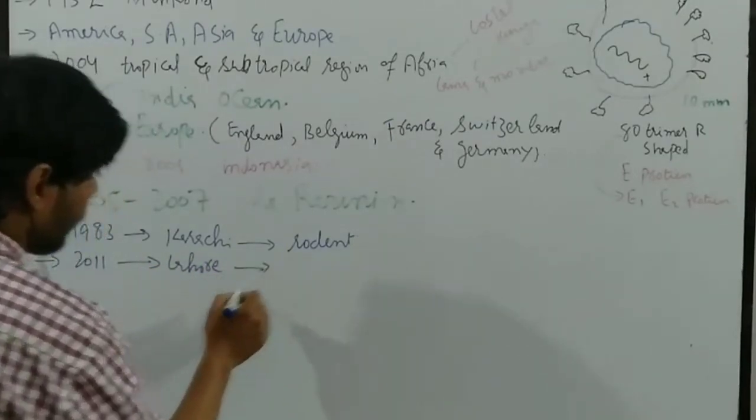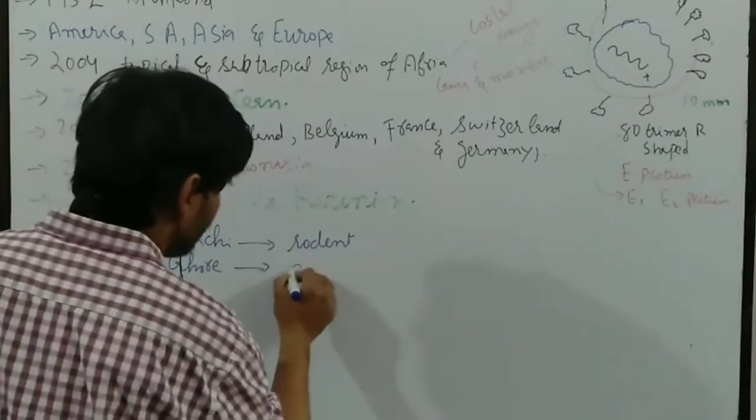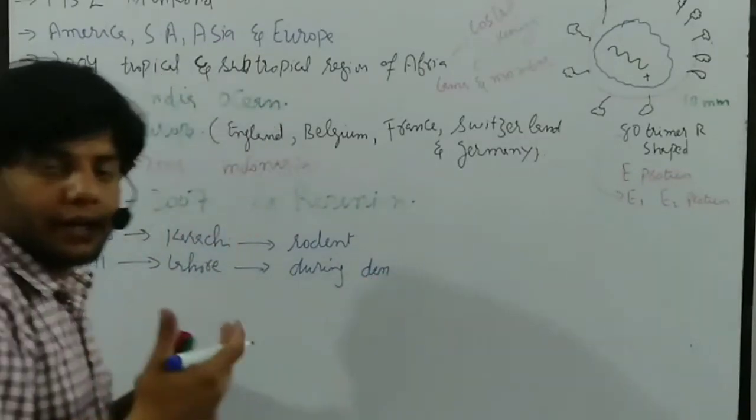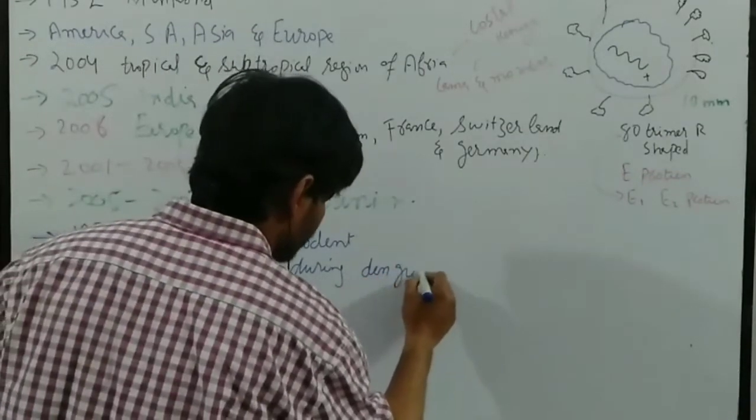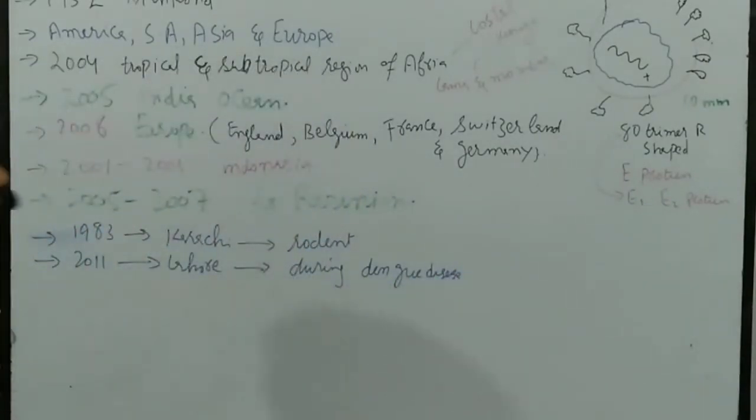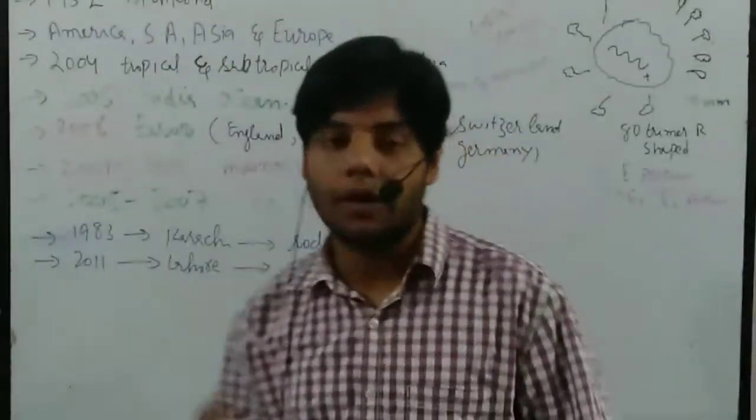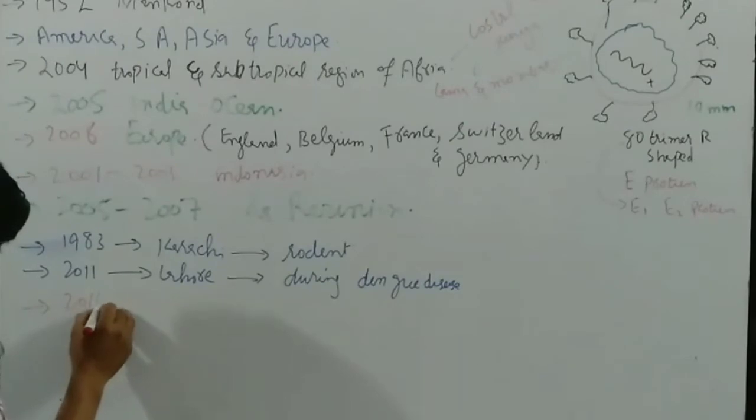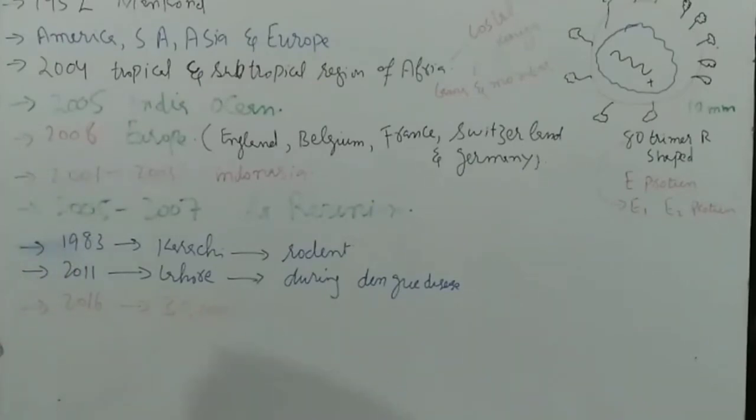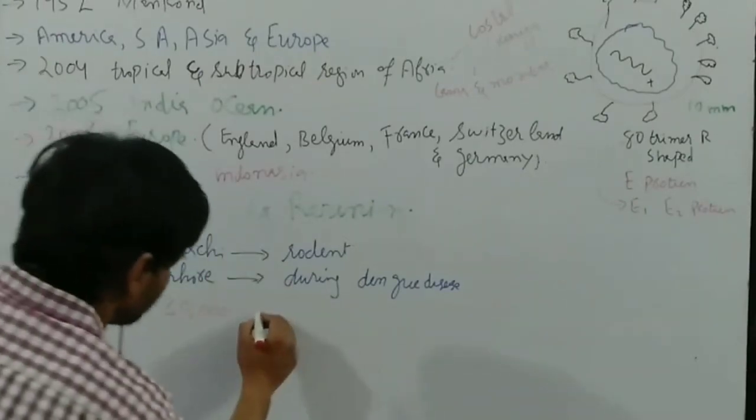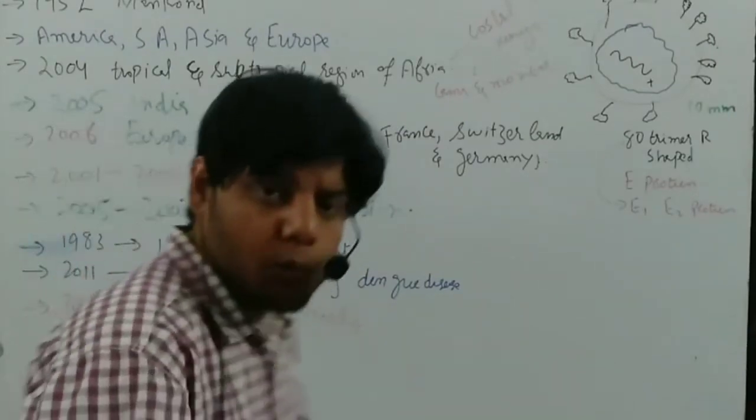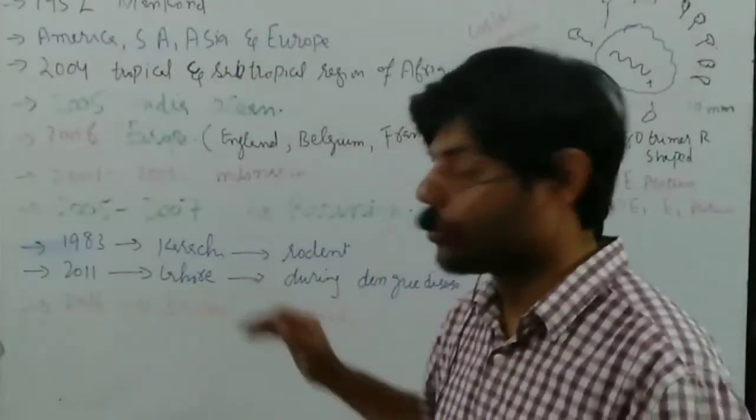And in Lahore usually this disease was observed during the dengue virus outbreak, during dengue disease. Inshallah, in the next video lecture we will talk about the dengue virus and dengue disease. So during dengue disease in 2011, this disease was observed in Lahore. Then in 2016, almost 30,000 people were affected with Chikungunya disease in Karachi.